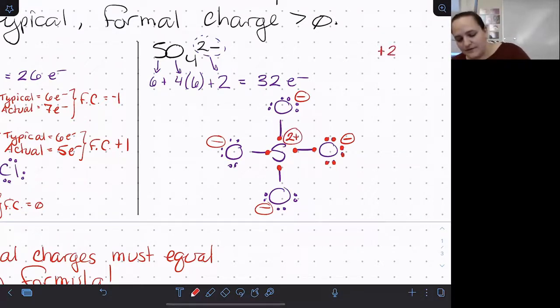Note that either +2 or 2+ is perfectly fine. I don't care which. Again, I was taught to put the number first and the sign after, but it doesn't matter. And different people have very strong opinions about it. I don't really care. So we find that the sulfur in this structure has a formal charge of +2.